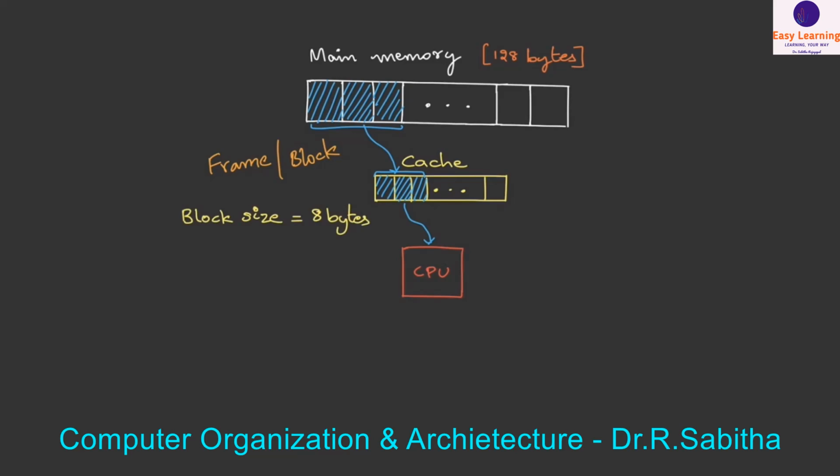So, we will consider the block size as 8 bytes. So, this block will have 8 bytes. Similarly, the cache will also have blocks of 8 bytes. Each block in the cache will also have 8 bytes. Though the size of the cache is small, each block contains 8 bytes. It is going to be the same for both the main memory and the cache memory.